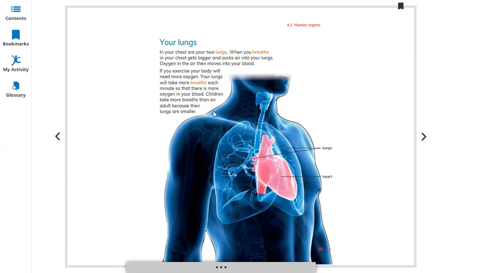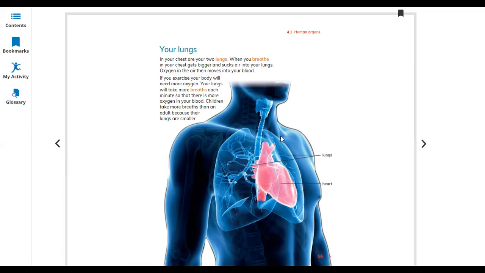With a smaller body, the heartbeat rate is also different from the adult one. If the child's is 70, the adult's is 60. Children have small lungs, so they need more oxygen or more breathing than the adult.